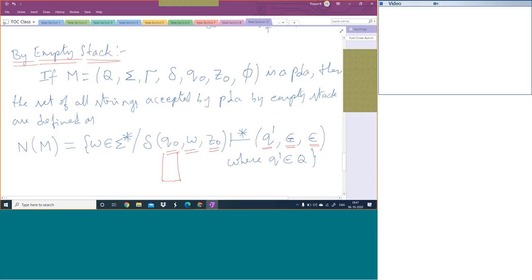Suppose the string is empty but the stack is not empty, not accepted. The stack is empty but the string is not empty, not accepted. The string must be empty and the stack must be empty. Then only we say that W is accepted. But here the state can be anything.